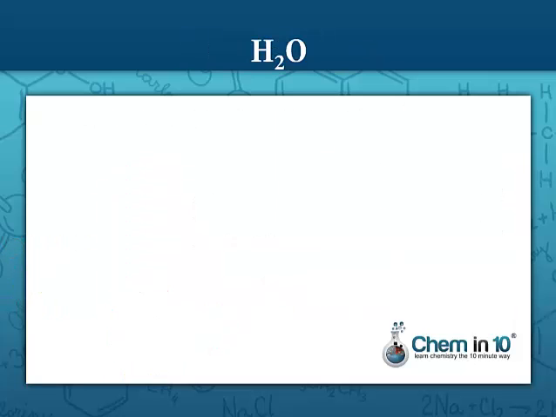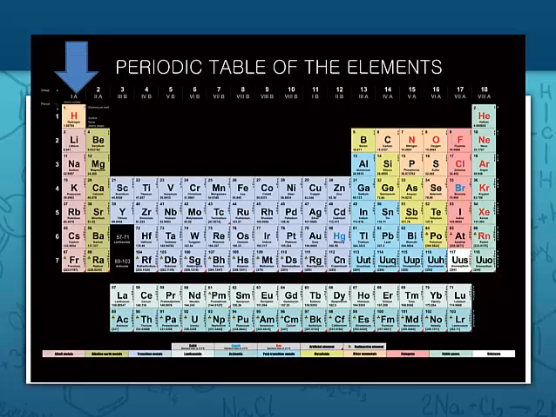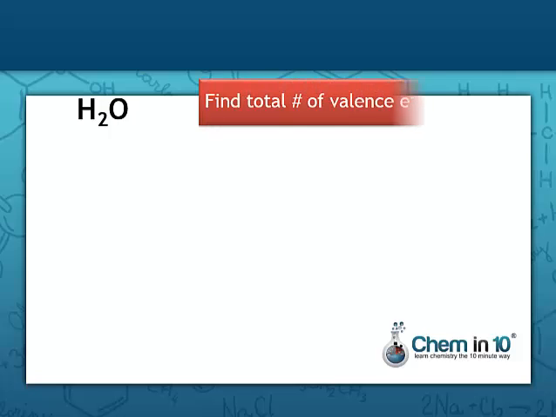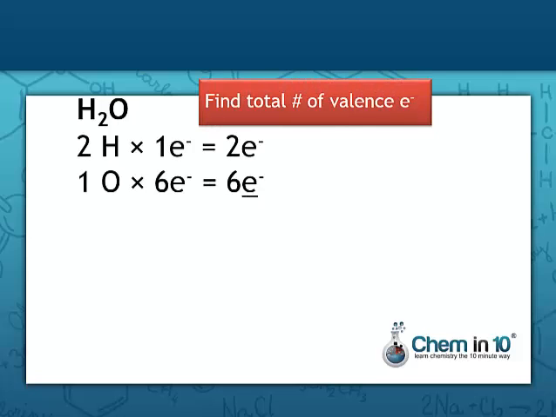Let's look at another example, H2O, water. Water has 2 hydrogen atoms, and they each contain 1 valence electron, and 1 oxygen atom that contains 6 valence electrons. So we have 2 valence electrons from the 2 hydrogen atoms, and 6 valence electrons from the 1 oxygen atom for a total of 8 valence electrons.